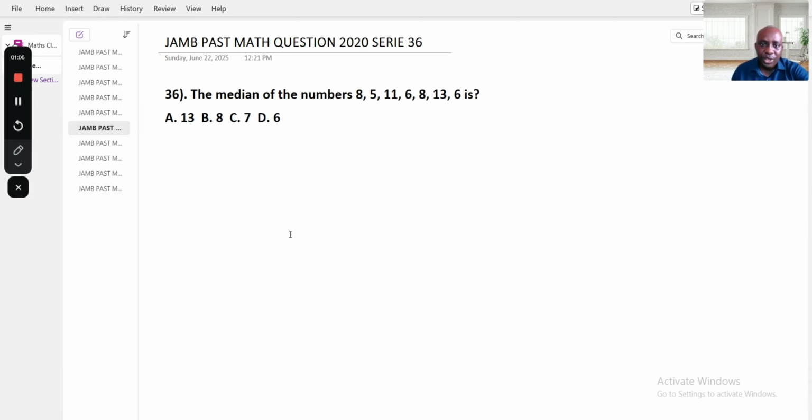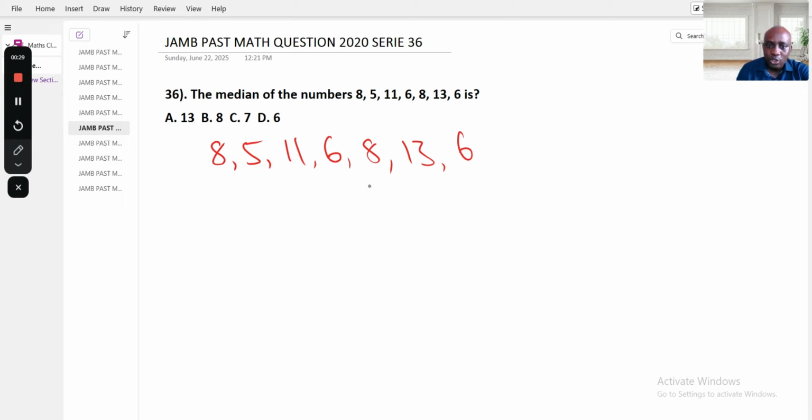The median of the numbers is what? The first thing that we need to do is arrange these numbers in ascending order, because you cannot just pick the median just like this. We need to first arrange the numbers. This is what the question gives us. How many digits are there? The middle one is the median. 1, 2, 3, 4, 5, 6, 7.